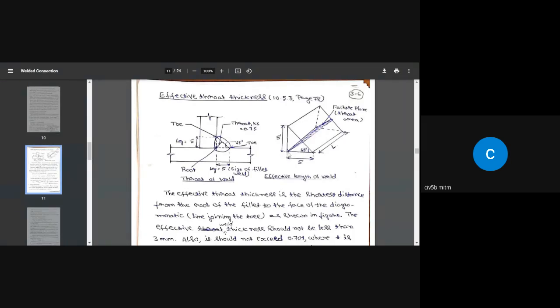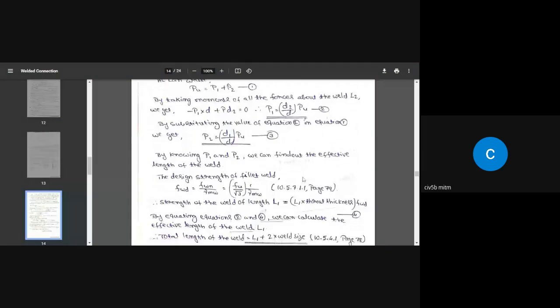That is given by 0.7 times S, where S is the weld size, multiplied by the effective length of the weld. Effective length of the weld will give you the throat area. So this is the throat area, and along this plane the weld is going to fail due to shear. Okay, that's why I call this the failure plane or the throat area. So we need to multiply this throat area by the design strength of the weld, FWD. Okay, so I'll go further down. I'll go back to the problem.